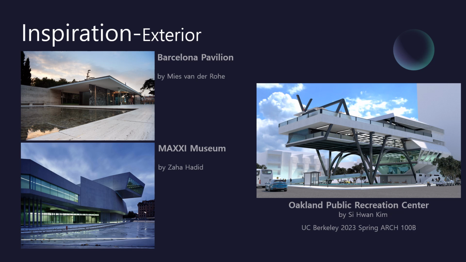From the Barcelona Pavilion, we can see the very strong linear horizontal language, which can also be read in my projects on the right side. From Zaha Hadid's work on the museum, we can see the very huge, massive scale of the structure with concrete walls, which can also be seen in my project, with very huge scales and concrete wall exteriors.